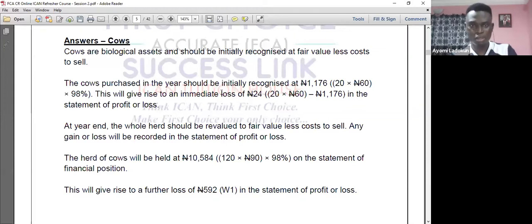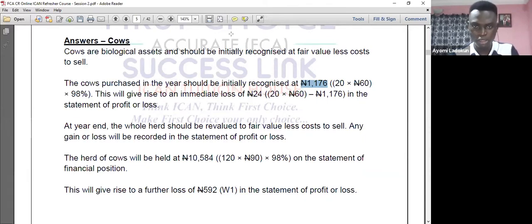Please, how is 24 a loss? Okay, that's a question. So let me show you how it is a loss. How much is the fair value? 1,200. Is that okay? 1,200 is the fair value. If you now remove that 1,200 from the fair value less cost to sell, you're going to have 24. So you can perform that on your calculator.